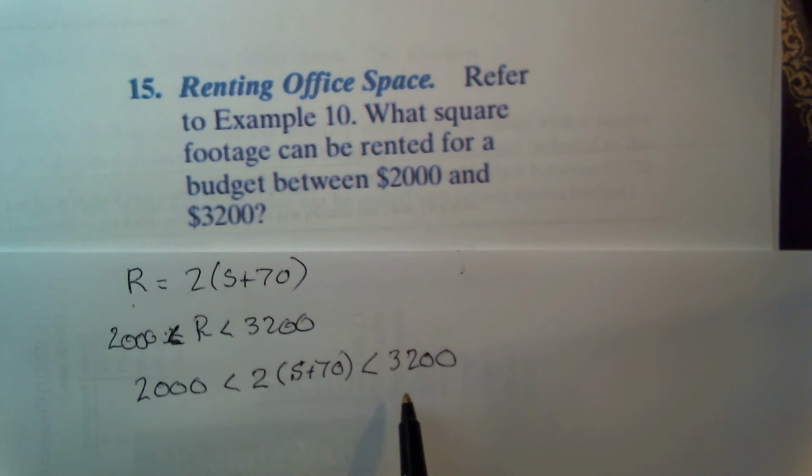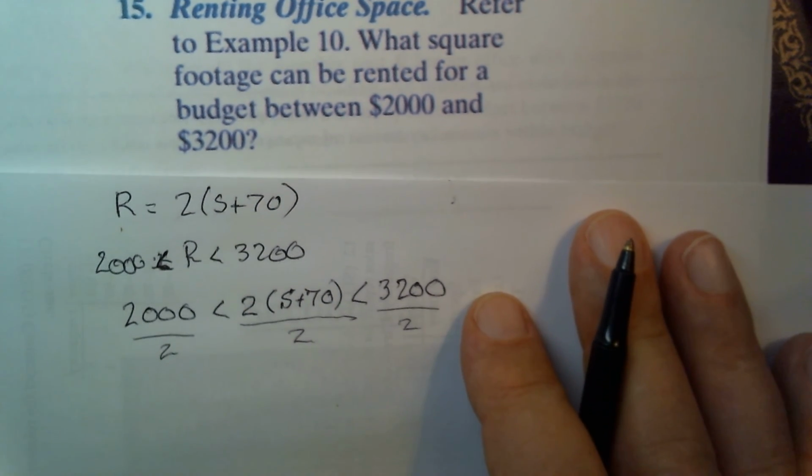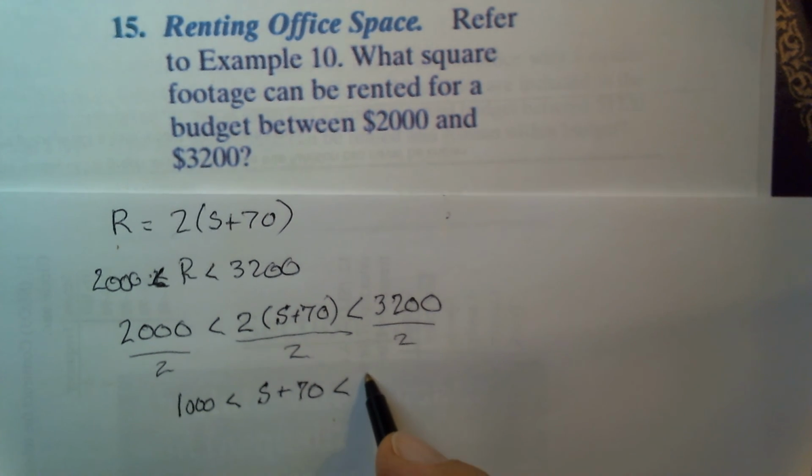Okay. Now, one of the things you can do here, even though typically we don't use the multiplication property of inequality until the end, in this case it's a good idea to use it right away to divide everything by 2. Right, middle, and on the left. And that simply makes the numbers more manageable. It makes the numbers smaller, as you will see, because 2000 divided by 2 is 1000, less than, then the 2 drops out, we only have S plus 70, less than, and 3200 divided by 2 is 1600.